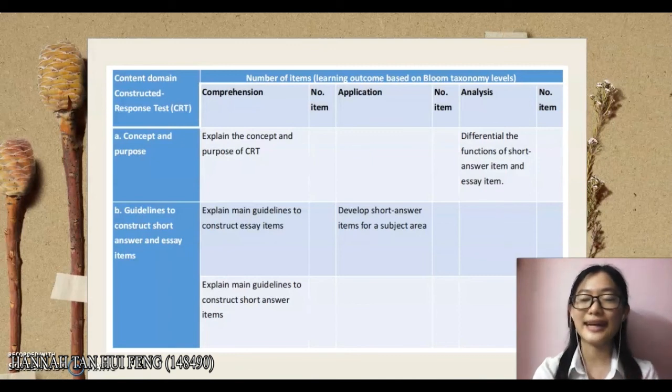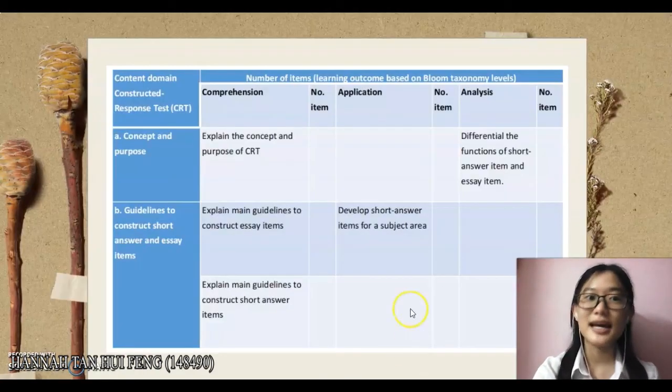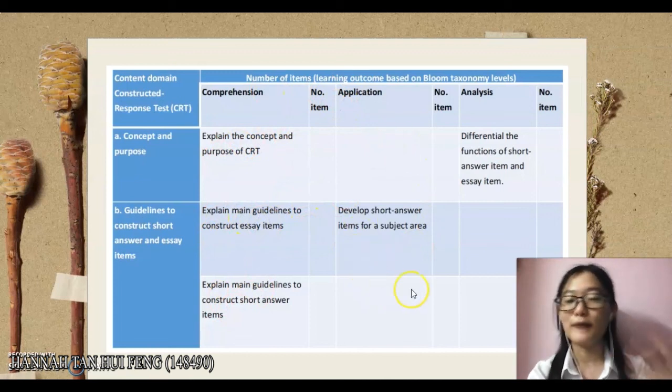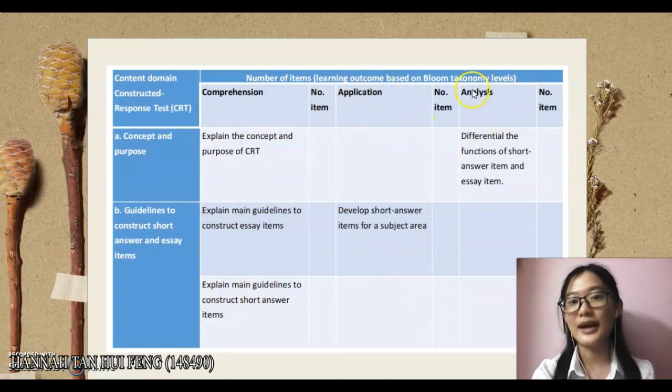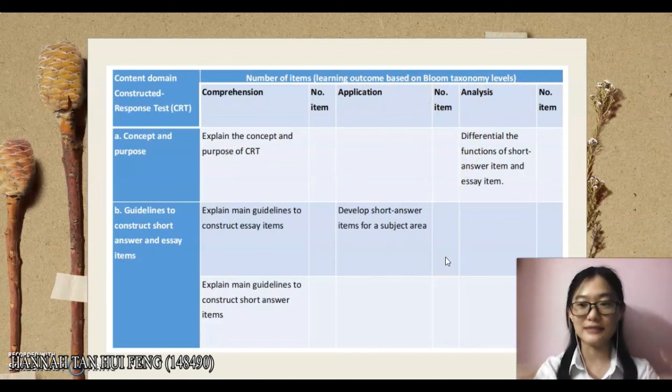So this is a very complete table of specifications, and here there is the content domain, and here are the learning objectives and the number of items and the application, analysis. All this is Bloom's taxonomy. So this one gives a thorough assessment to the students so that the teacher can know the true capability of the students.